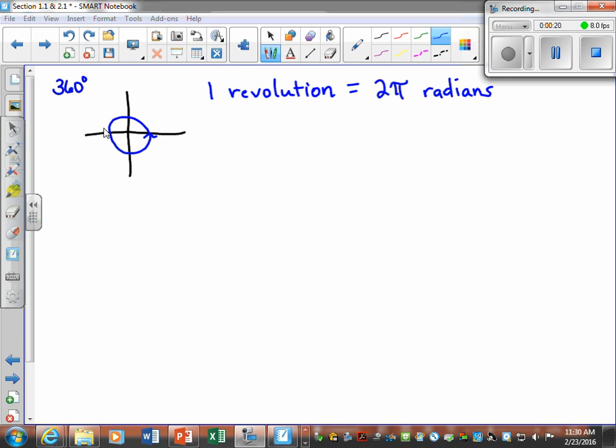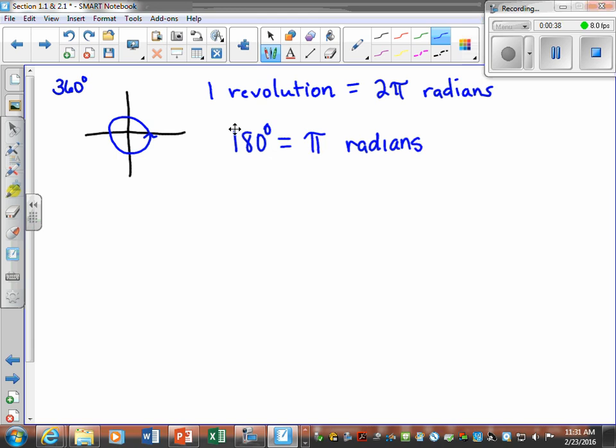180 degrees, right? So half of 360. Also, 180 degrees is equal to just how many radians? 1, so it's only equal to 1 radian. So we would just say 1 pi radian. Good.